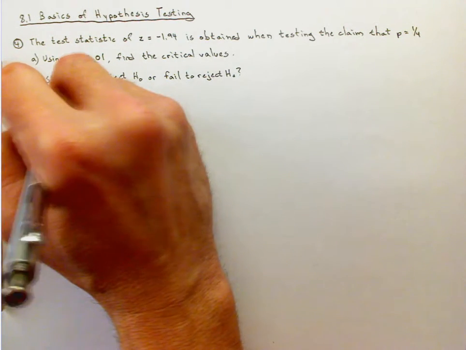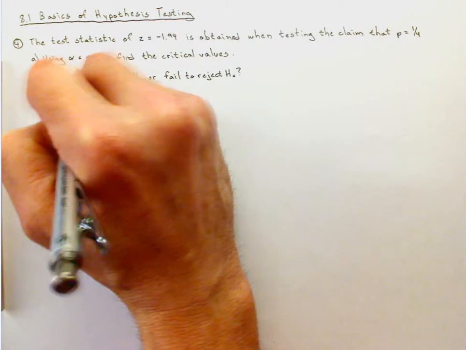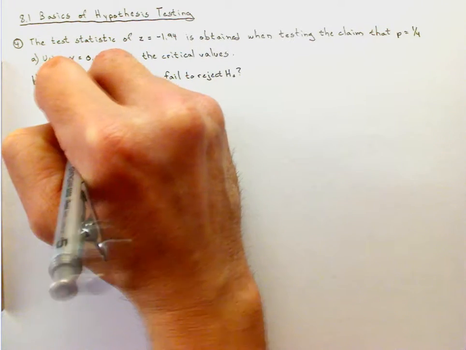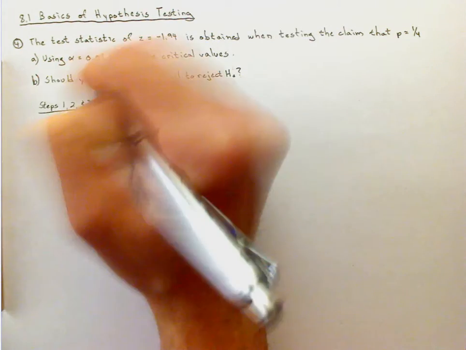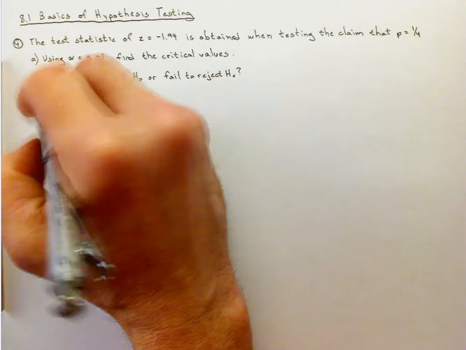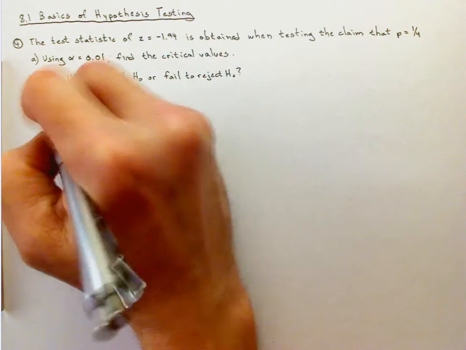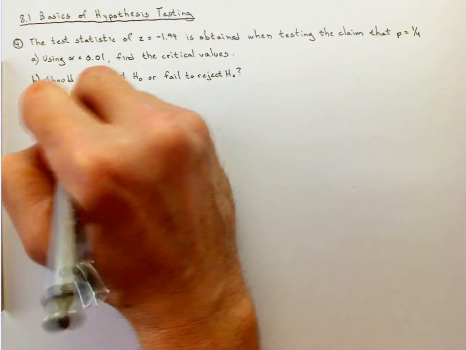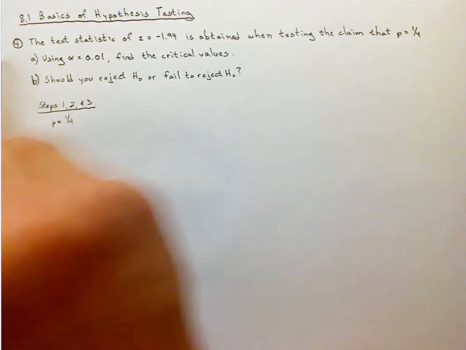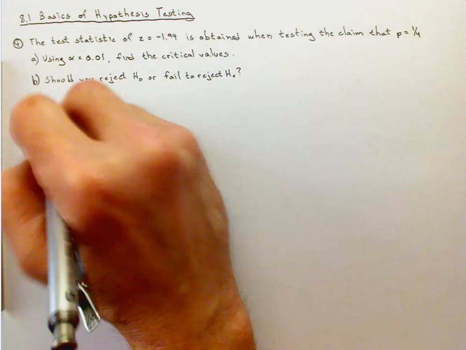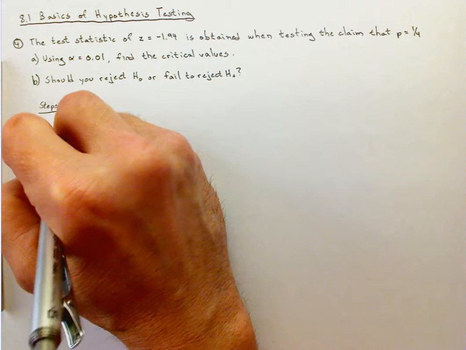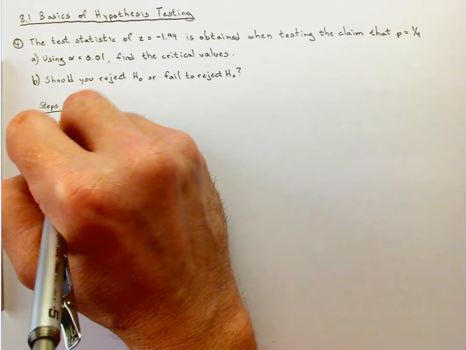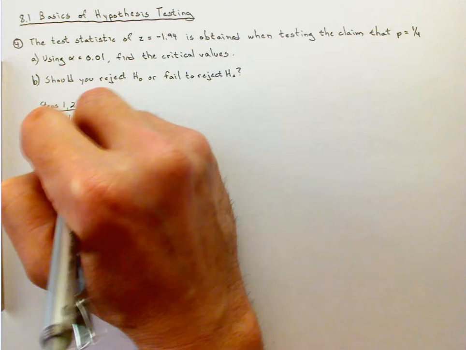I'm just going to combine the first three steps of the hypothesis test, steps 1, 2, and 3. First, the claim is p equals 1/4. I'm going to write it in symbolic form. Well, it contains everything that is not equal to 1/4.